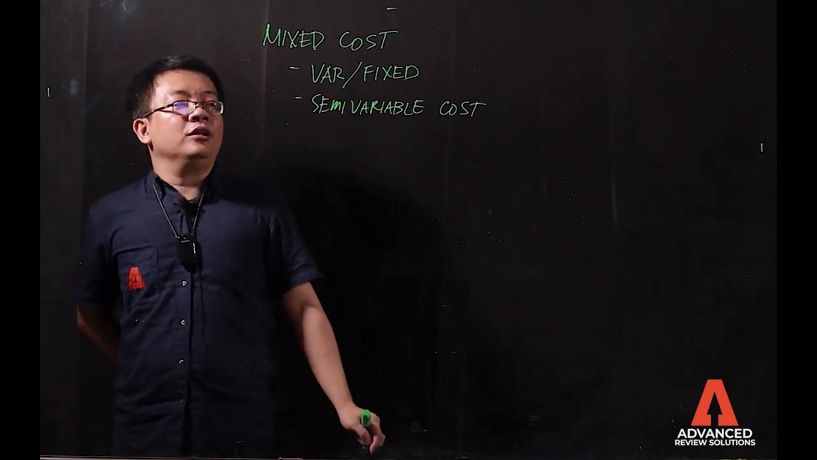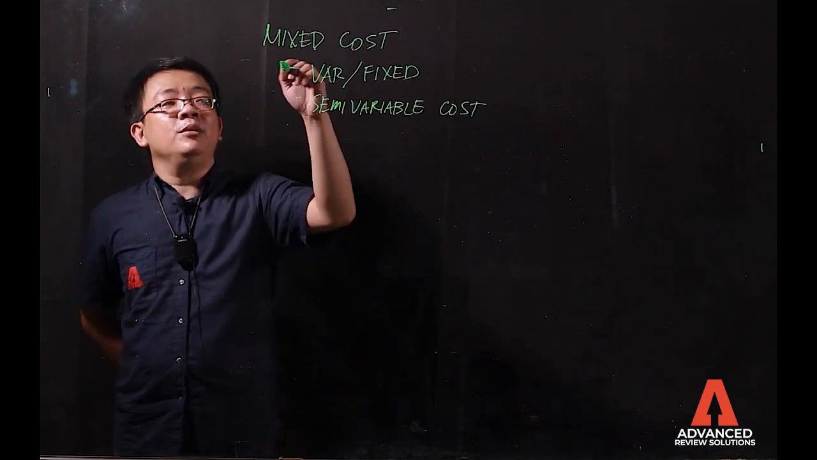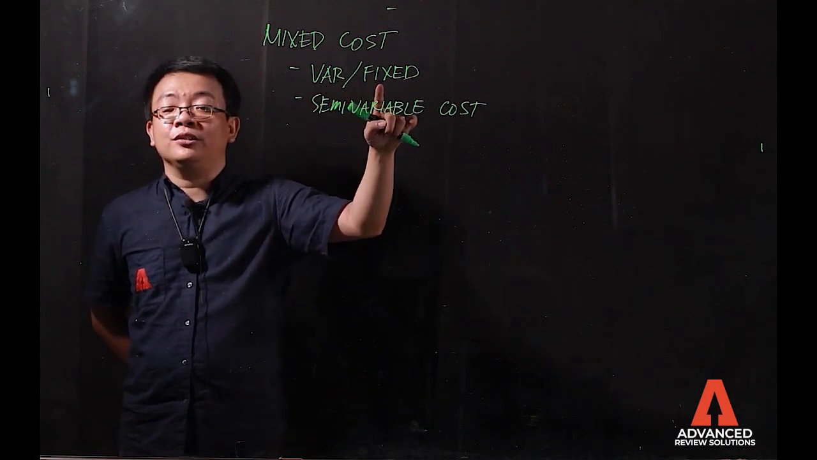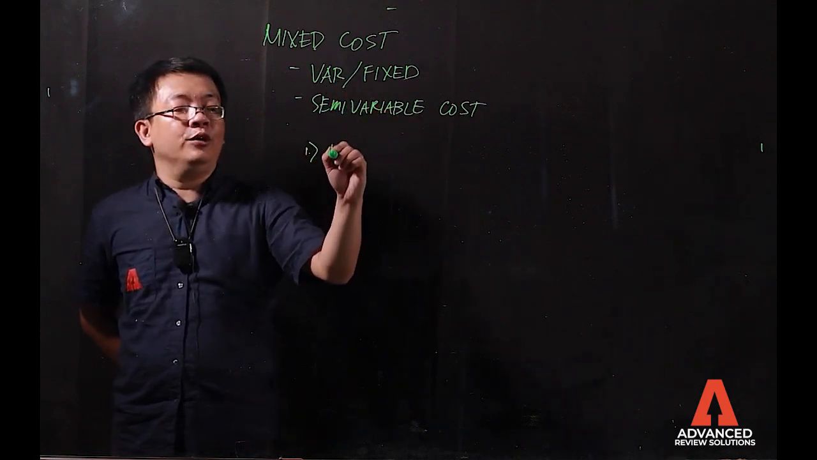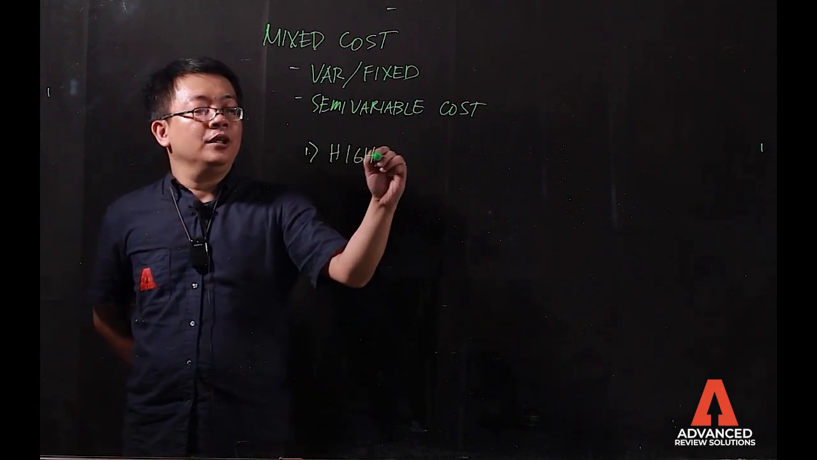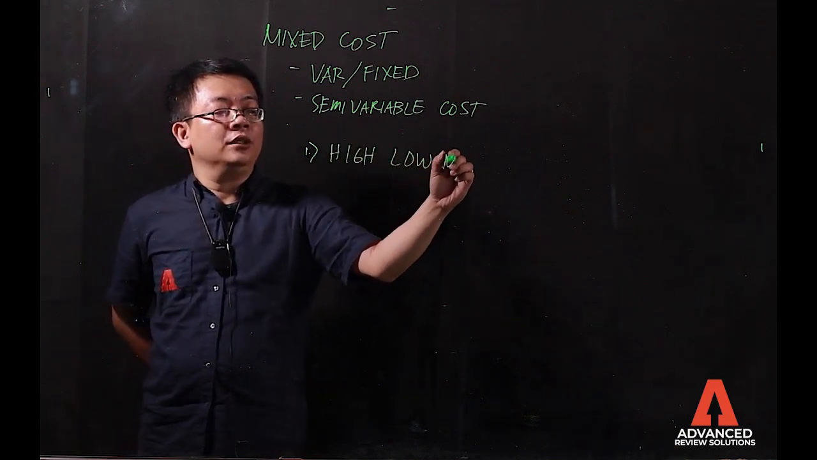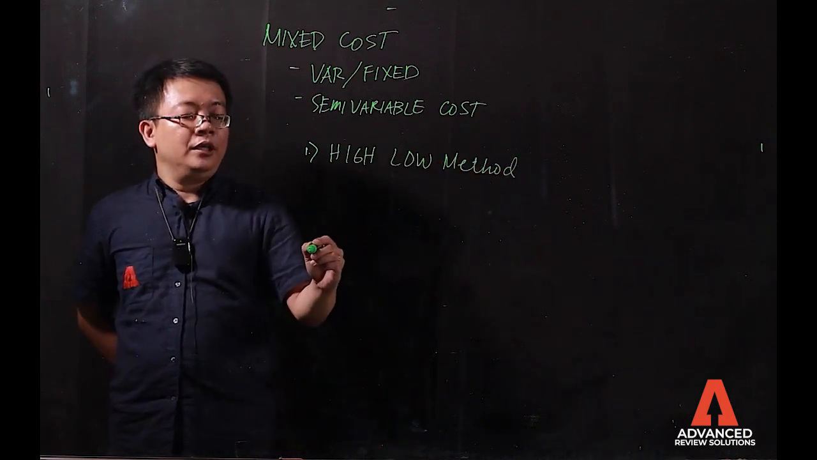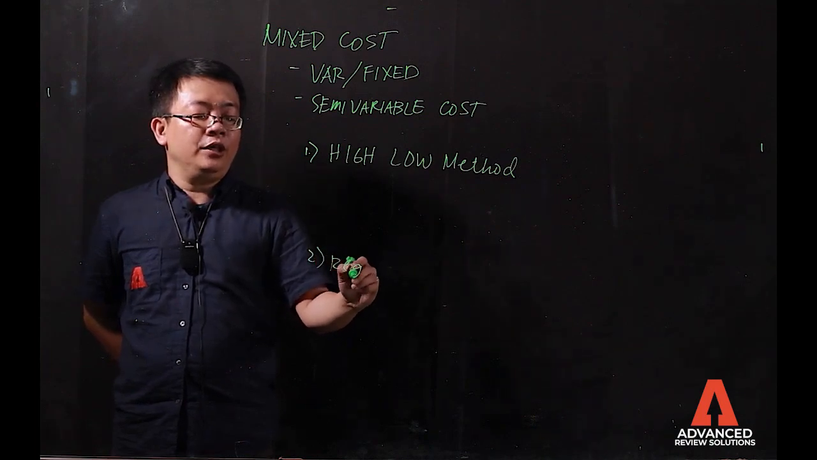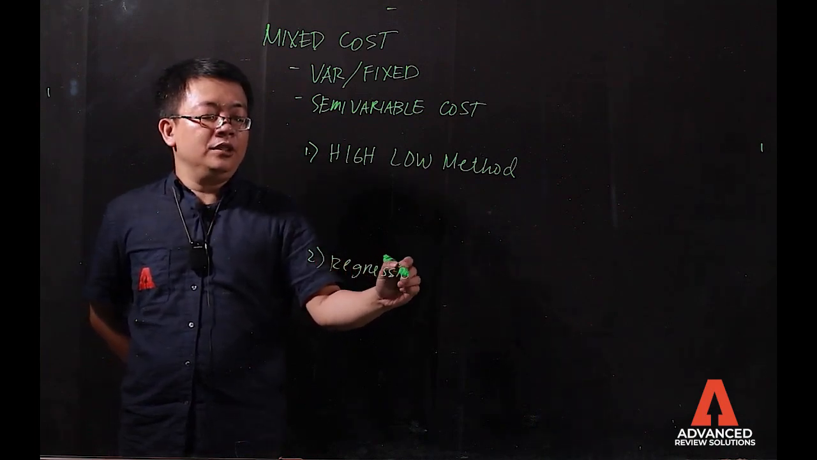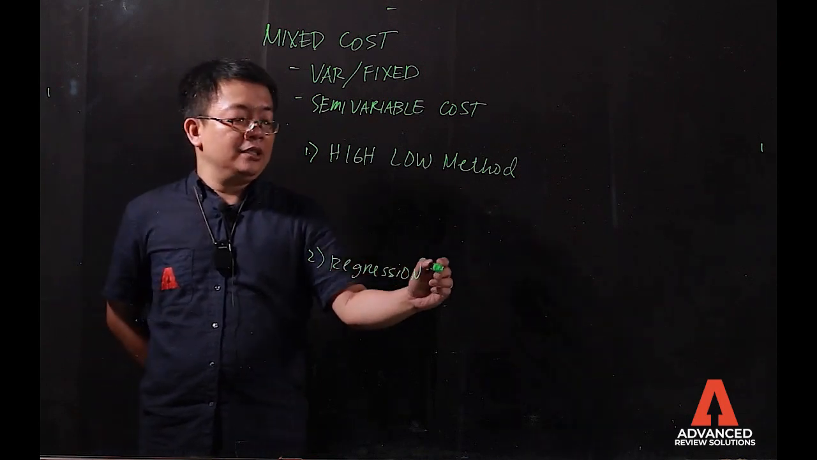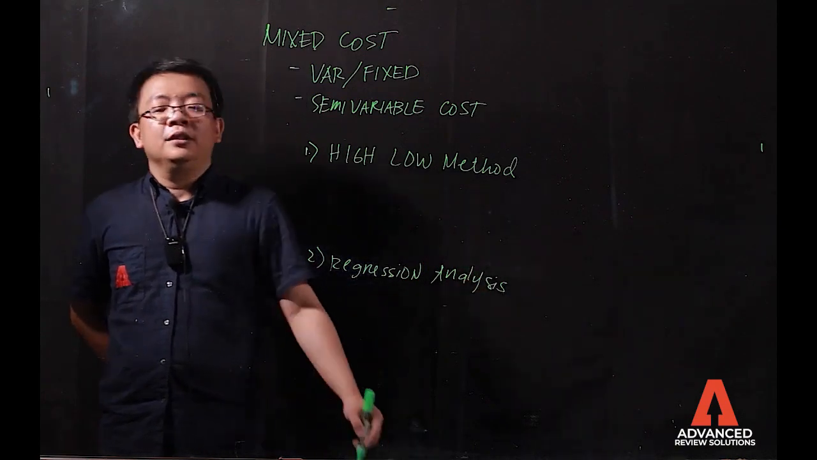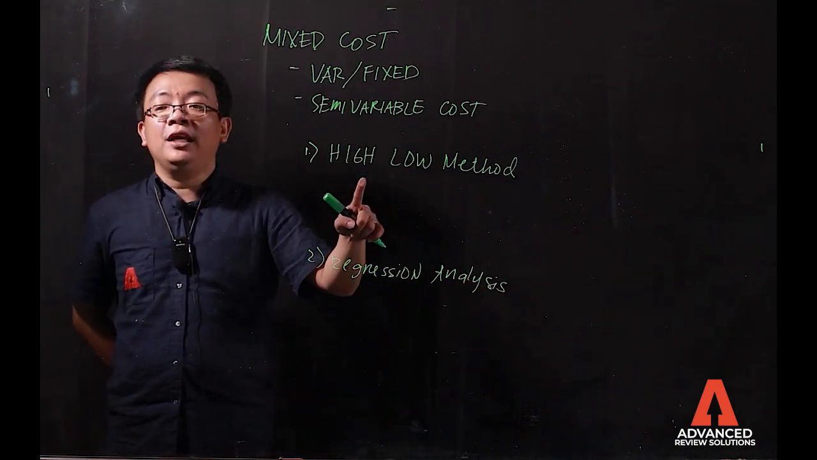All right, there are two methods. It is very important, in terms of the mixed cost, to separate the variable and the fixed cost. There are two methods for this. You have your high-low method, which is the easiest, and you have your regression. Later, I will discuss them one by one: the regression analysis and the high-low method. First is the high-low method.